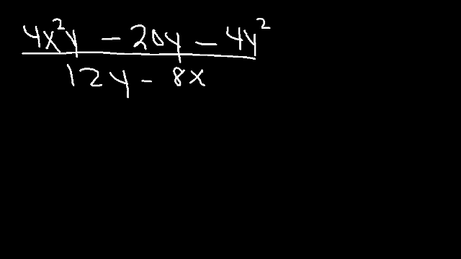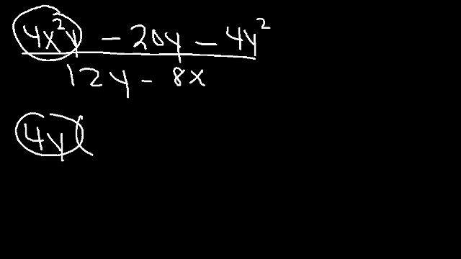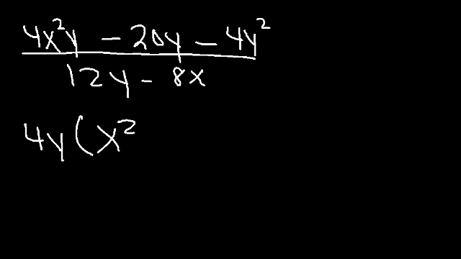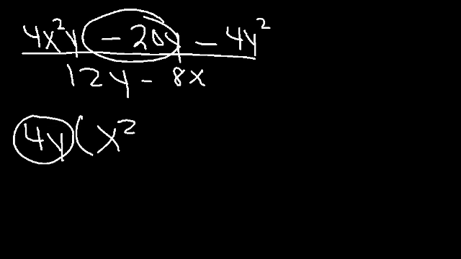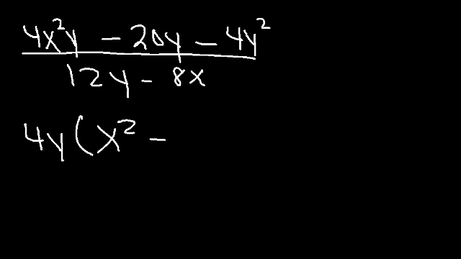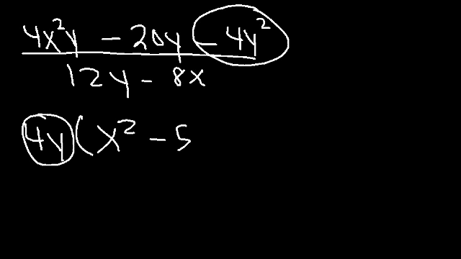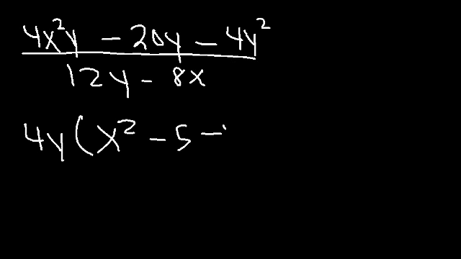Now let's take out the GCF in the top, the greatest common factor. Notice that we could factor out a 4 and a y. 4x squared y divided by 4y is simply x squared. Negative 20y divided by 4y is negative 5. And negative 4y squared divided by 4y is simply negative y.